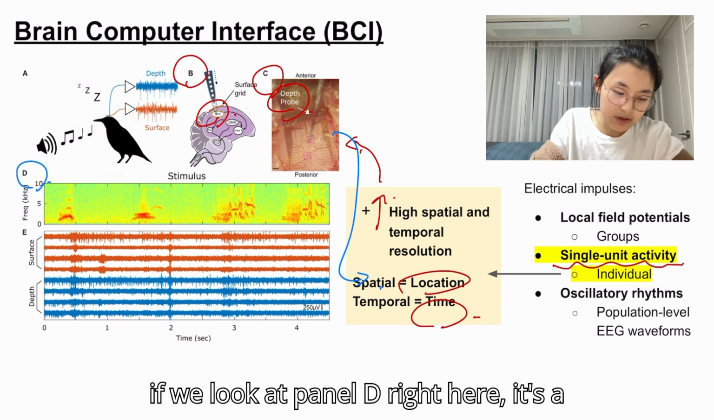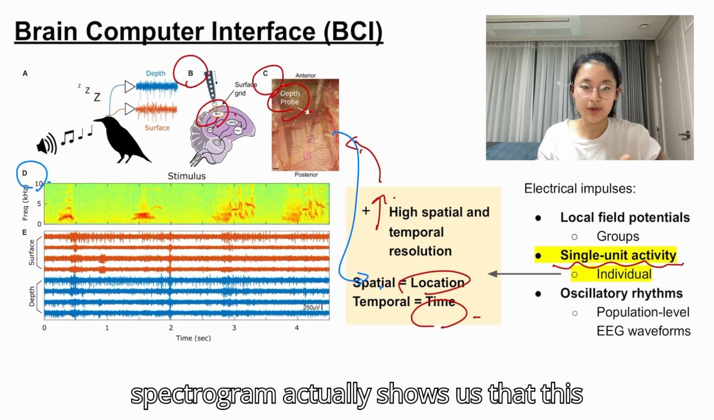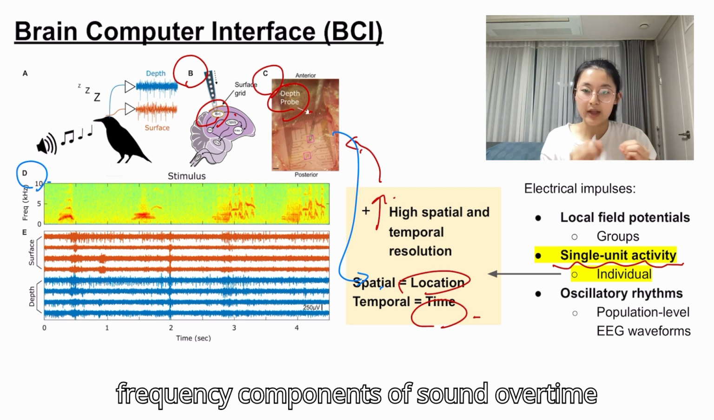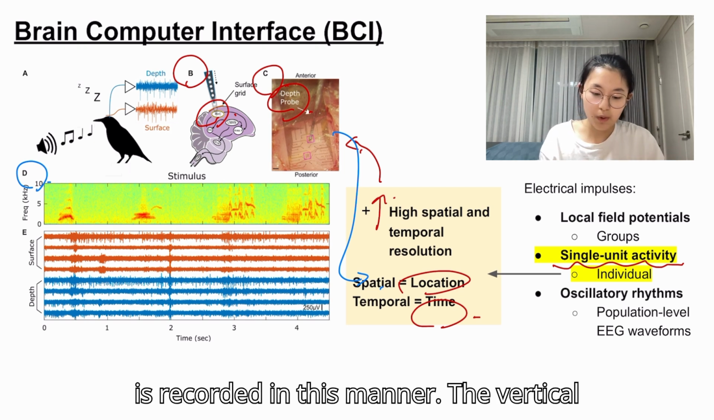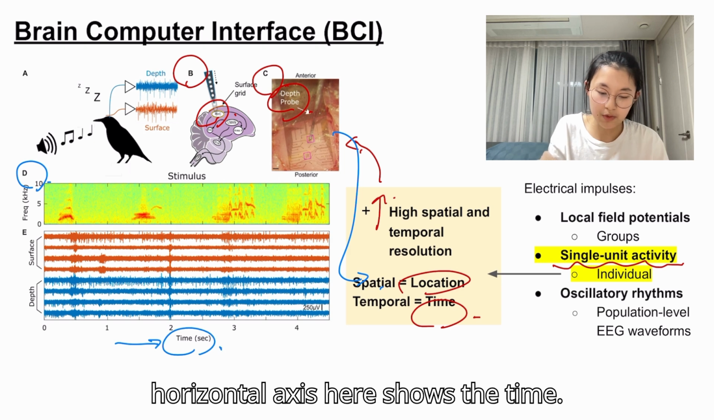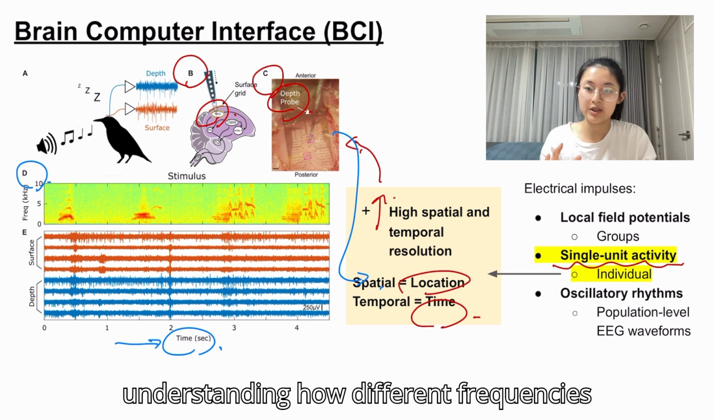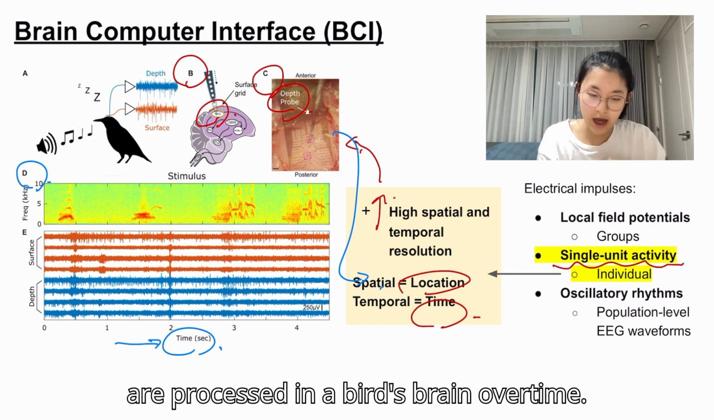If we look at panel D right here, it's a sort of frequency analysis. This spectrogram shows us the frequency components of sound over time as recorded in this manner. The vertical axis shows the frequency, and the horizontal axis shows the time. This kind of analysis is crucial for understanding how different frequencies are processed in a bird's brain over time.